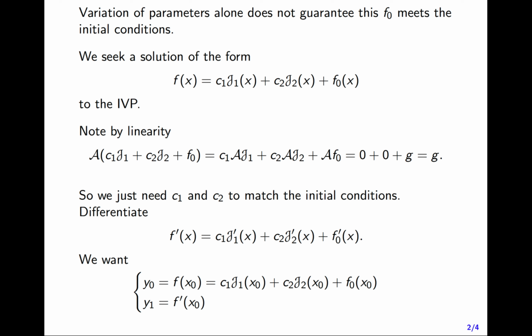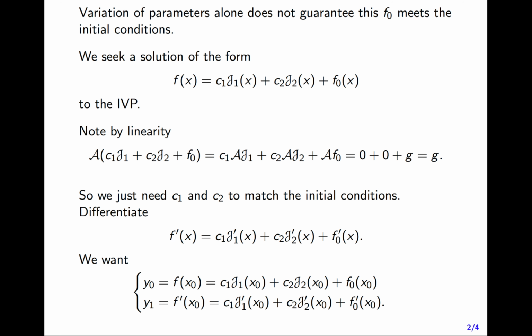And I want y1 to be equal to f prime of x0. That's c1 j1 prime of x0 plus c2 j2 prime of x0 plus f0 prime of x0. Now in this system of equations, I know what j1 and j2 are. I know what f0 is because I constructed it explicitly from variation of parameters, and y0 and y1 are given to me at the start of the problem. So in curly braces here, the only things I don't know are c1 and c2.